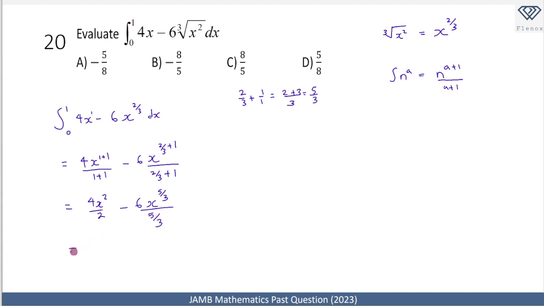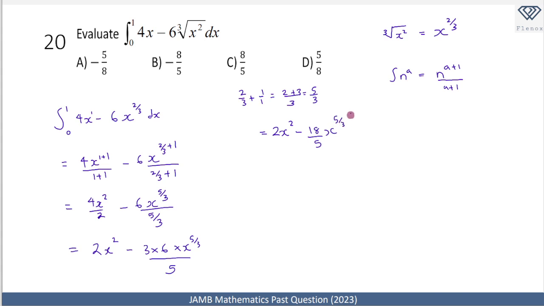So let's simplify this. The integral becomes 4 divided by 2, which is 2x squared, minus this. This is the same thing as bringing the 3 over here. This is 3 times 6 times x raised to the power 5 over 3, divided by 5. So the integral here is 2x squared minus 18 over 5 times x to the power 5 over 3.